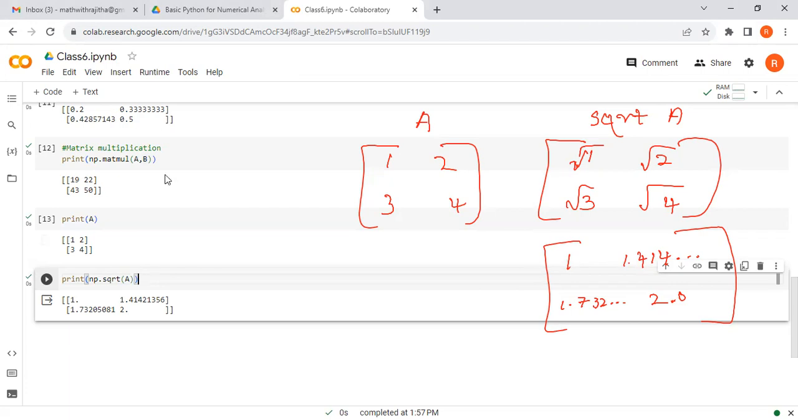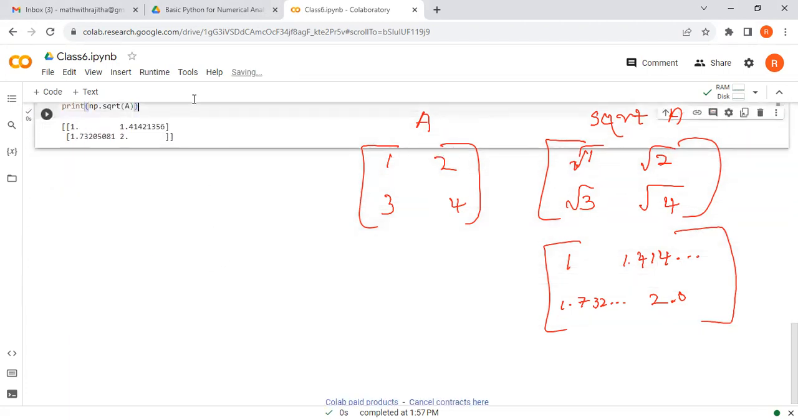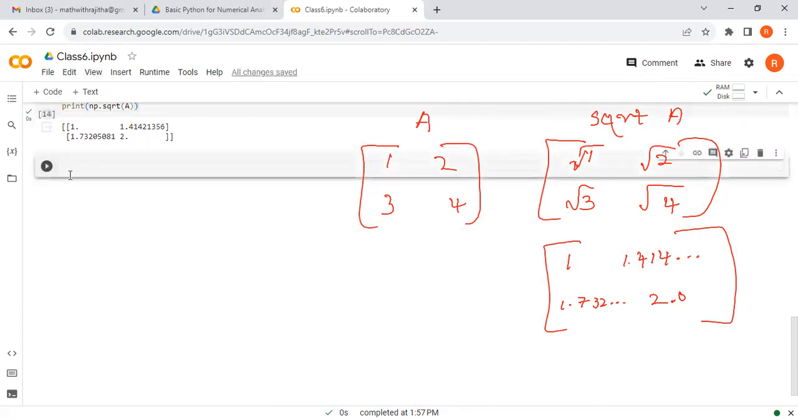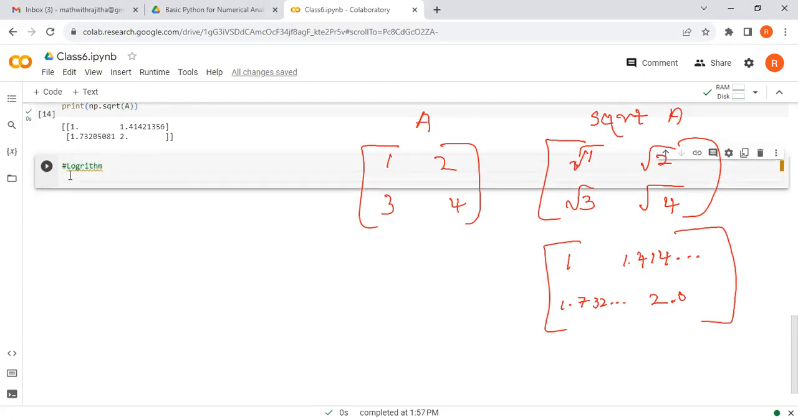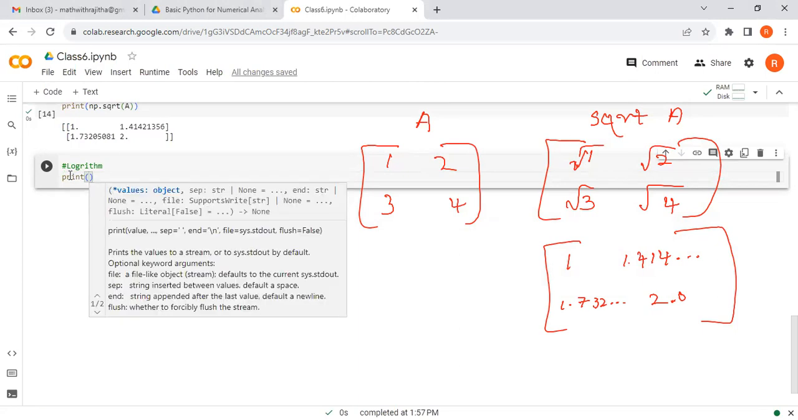Next, the log function. Logarithms. Print np.log.